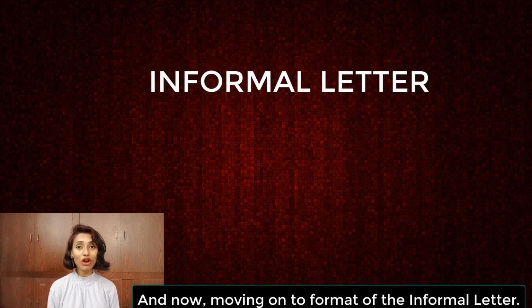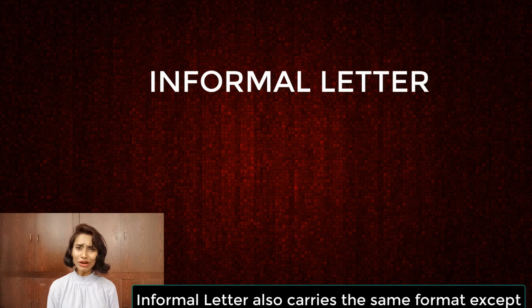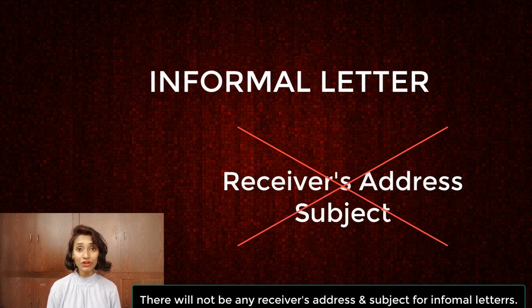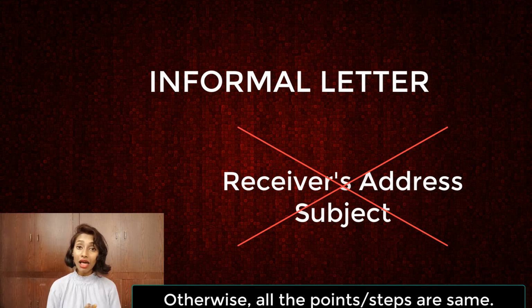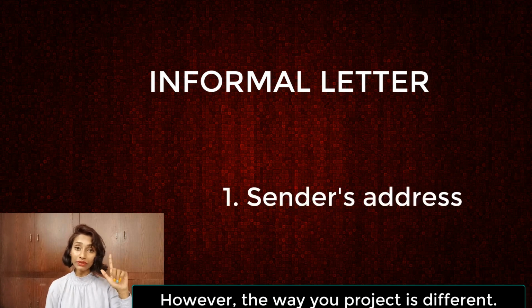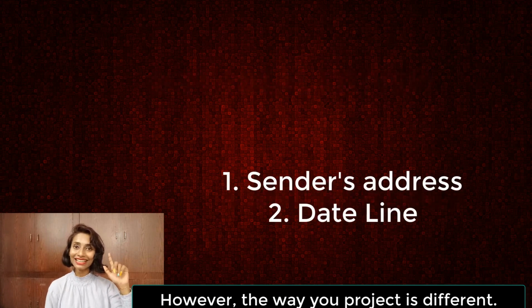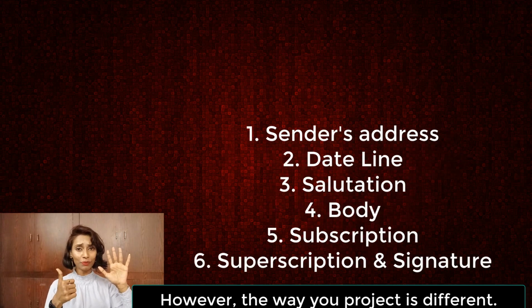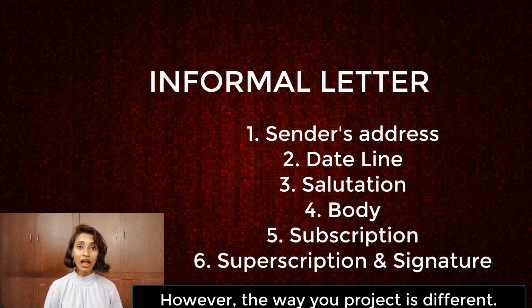And now moving on to the format of an informal letter. An informal letter also carries the same format except for the receiver's address and subject. There will not be any receiver's address and subject for informal letters. Otherwise, all the points are the same. Starting with sender's address, follow it with the date line, next salutation and body of the letter, subscription and superscription with signature. However, the way you proceed is different.